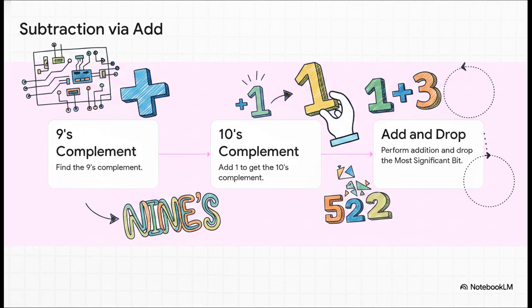So engineers came up with a brilliant workaround called the 9s and 10s complement. Basically, they completely trick the circuit into performing subtraction by using simple addition. To subtract a number, first you find its 9s complement by subtracting it from a string of 9s. Then you just add 1 to get the 10s complement. Finally, you take that result, add it to your original number, and just drop the most significant bit, the carryover, and boom, you've just pulled off subtraction without ever using a minus sign in your hardware logic.